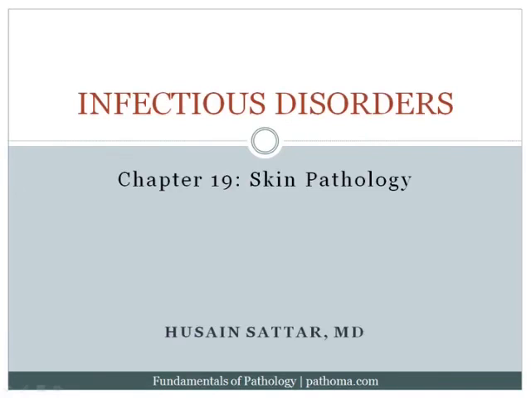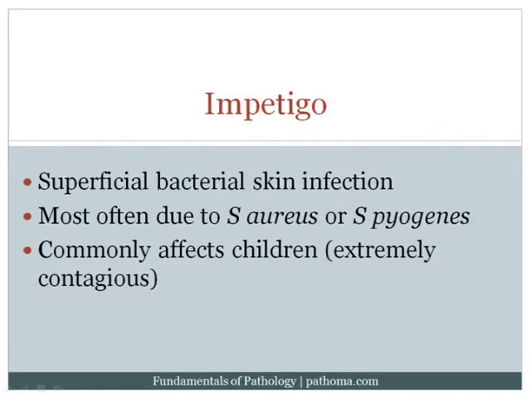Moving on to the last section of this chapter, infectious disorders. The first disorder is impetigo. This is a superficial bacterial skin infection, usually due to Staph aureus or Strep pyogenes, and it commonly infects children. In fact, it's extremely contagious.